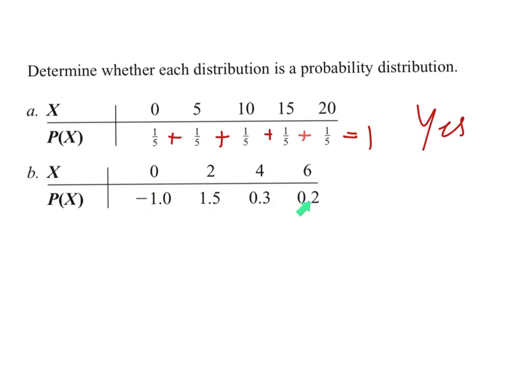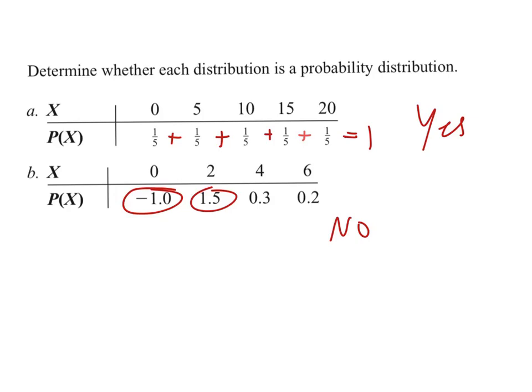How about down here? This one is not, because I got a negative 1, and I got another one that's bigger than 1. Now, do they add up to 1? Yeah, they do, but don't get fooled. It doesn't meet the first criteria: the individual probabilities are not between 0 and 1 inclusively. So this is not a probability distribution, and I circled those two that are problematic. That's another thing you're going to have to do.